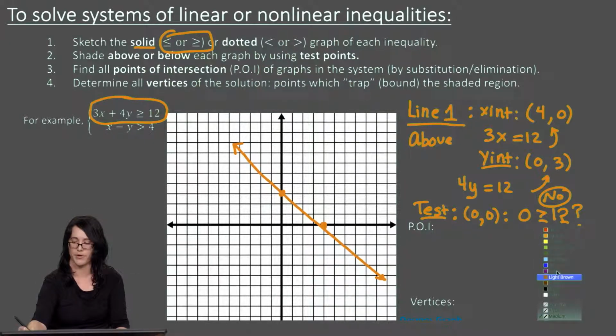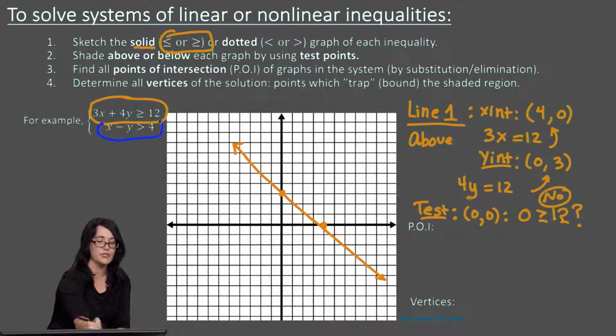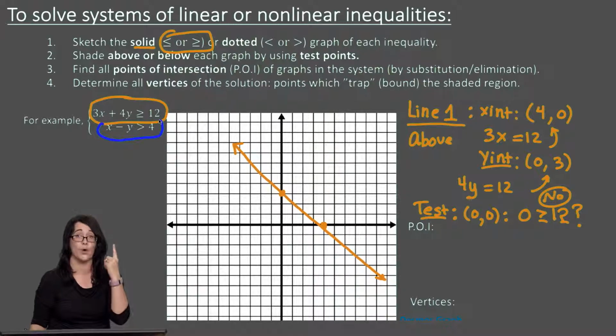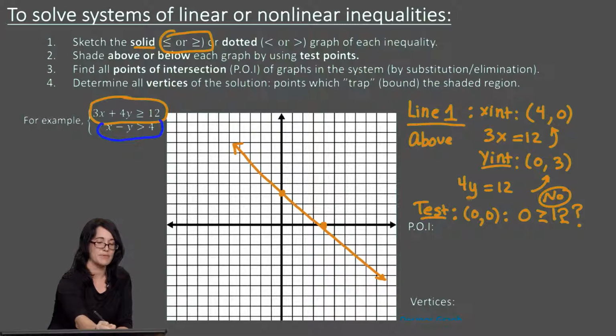Let me switch colors for you. How about blue? Okay, so for our second line here, again, I know it's a line because the degree of each of those terms is 1. The highest power is 1. Well, we could easily get the x and y-intercepts there as well, couldn't we? What would our x-intercept and our y-intercept be? Maybe pause the video and try it yourself.